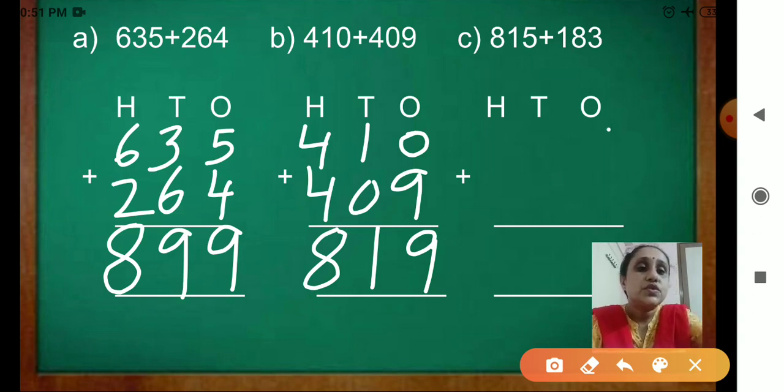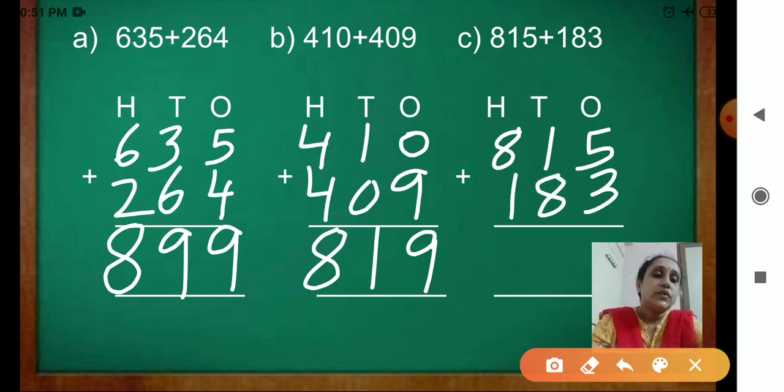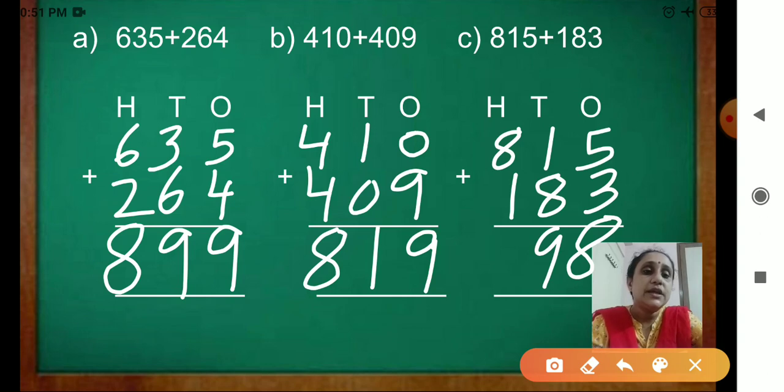Now 815 plus 183. So 5, 1, 8, and then here 3, 8, 1. 5 plus 3 you will get 8. 1 plus 8, 9. 8 plus 1, 9. See if you have done it correctly or not. Correct it is? Very good. Noted?